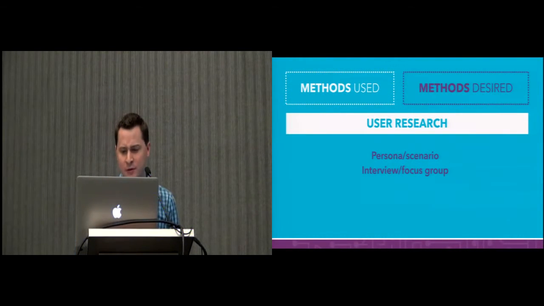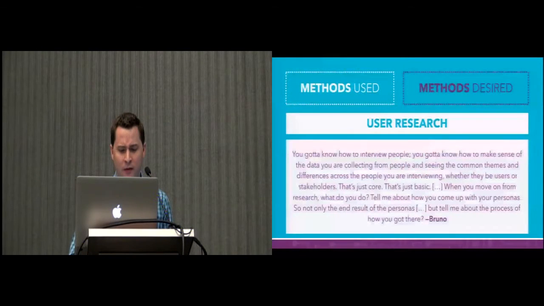So in user research, this was the smallest group by far in terms of responses. And the participants were much more interested in moving beyond the core skill of doing that thing to why you do it and the process of doing it. So here Bruno talks about you have to be able to interview people. That's just basic. When you move on from research, though, what are you going to do? Tell me how you come up with your personas, not only the end result, but how you got there.